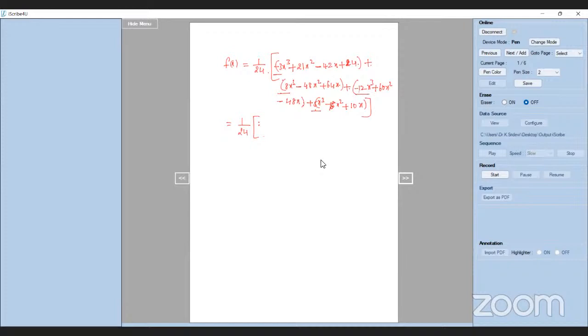Minus 2 x cube. Next, x squared terms: 21 plus 21 minus 48 plus 60 minus 15. Do this, ma. Tell me the value.